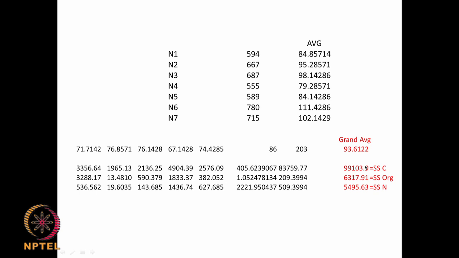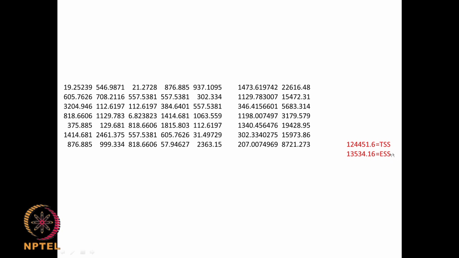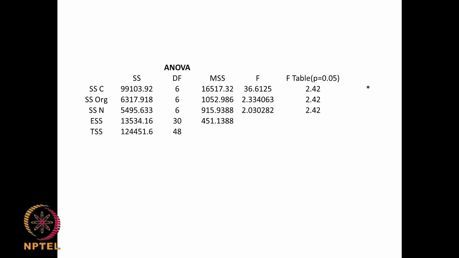Okay, now how do you calculate the error sum of squares? So we have the principal effects or the main effects, 3 main effects: carbon, organism, nitrogen. We have the total sum of squares, so we subtract each one of them and we get something called error sum of squares. Okay, that is called the error sum of squares. Now we will go to the ANOVA table, prepare your ANOVA table.